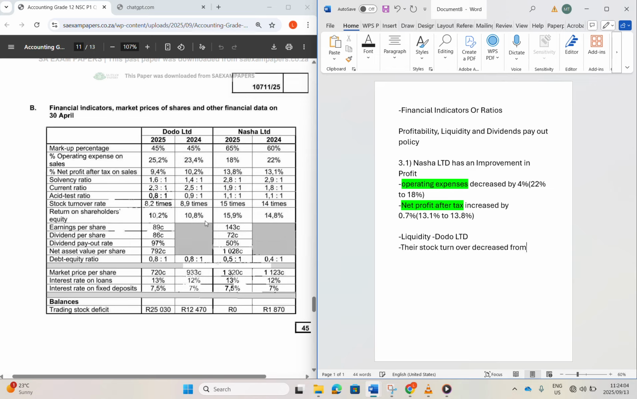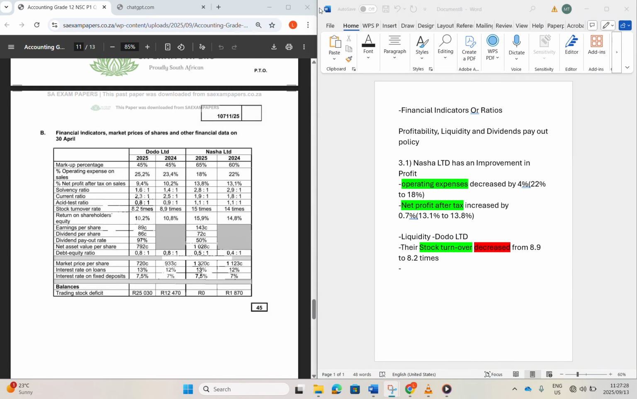It went from 8.9 to 8.2 times, which is not a good thing, because if they are changing stock lower than they did last year, it means this year they are not selling more. That's why they are not changing stock. This is what makes the directors concerned. Hope you get it. So we see by one financial indicator that it decreased from 8.9 to 8.2 times.